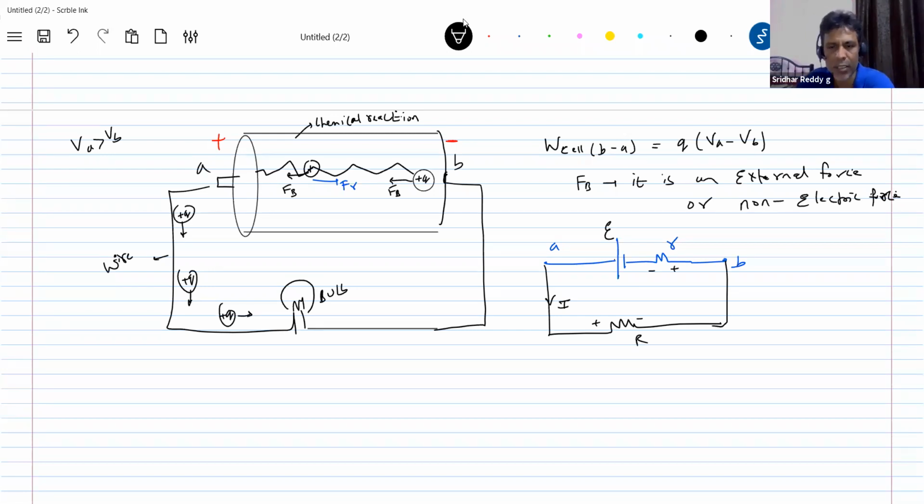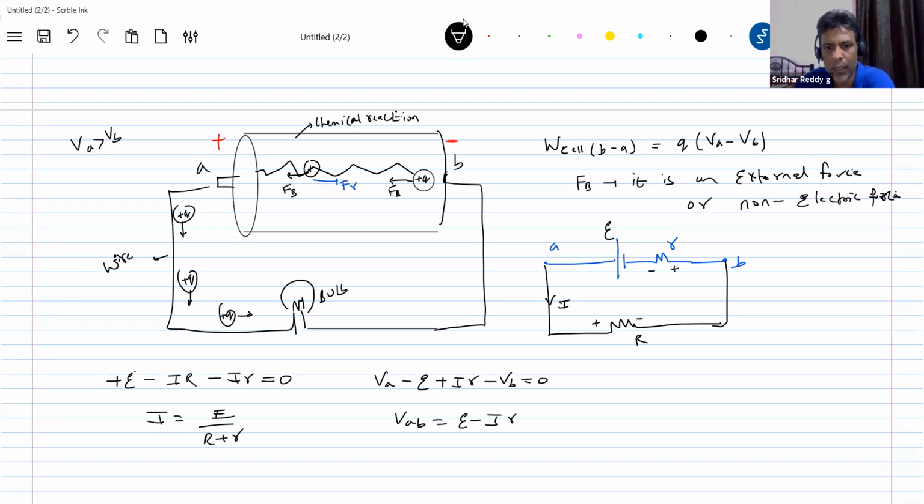Let's write the equation now. Let's write KVL: plus E minus IR minus I into R equal to 0. So current I is equal to E by R plus small r. Let's write the terminal voltage: VA minus E plus Ir minus VB equals 0. So what is VAB equal to? E minus Ir.